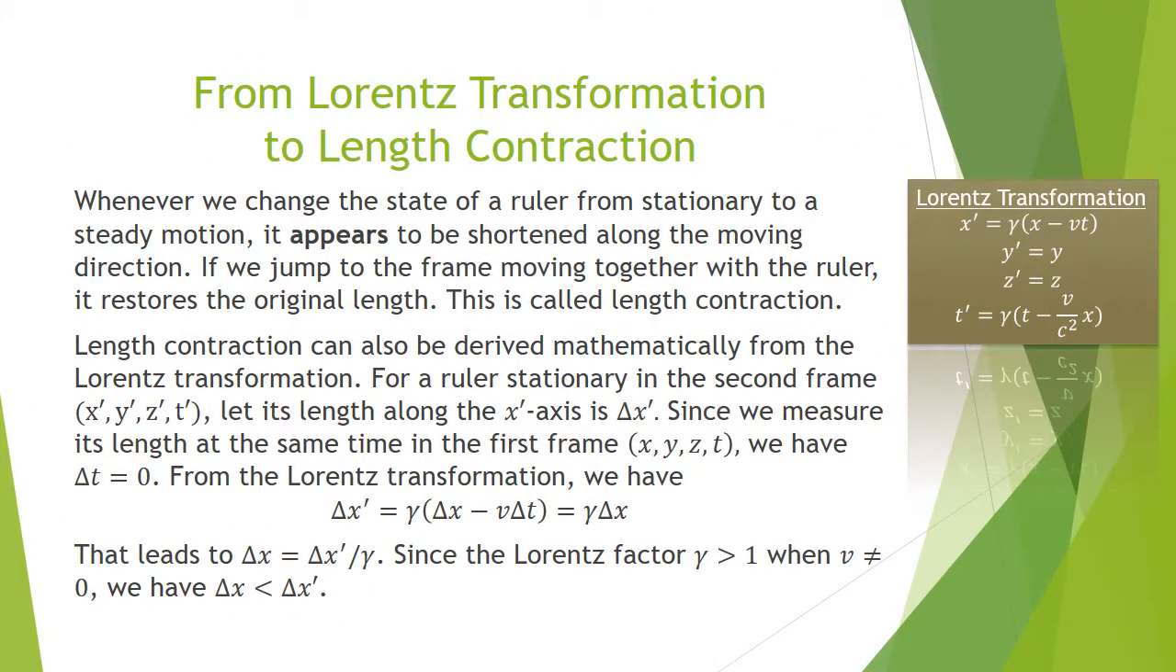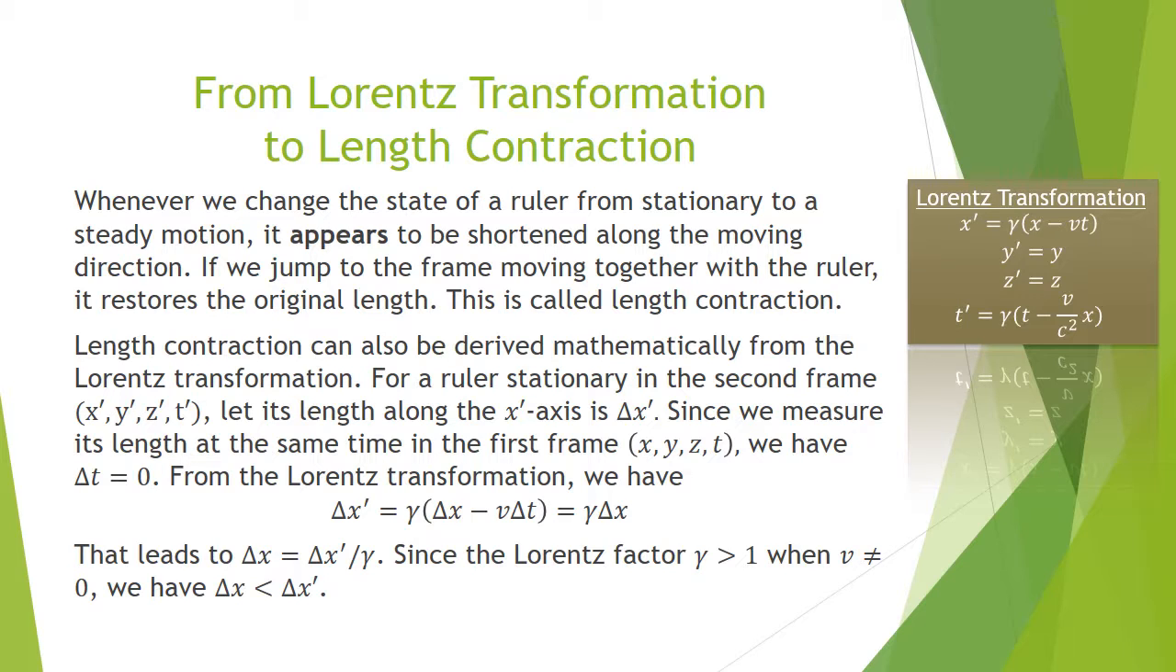Whenever we change the state of a ruler from stationary to a steady motion, it appears to be shortened along the moving direction. If we jump to the frame moving together with the ruler, it restores the original length. This is called length contraction. Length contraction can also be derived mathematically from the Lorentz transformation.